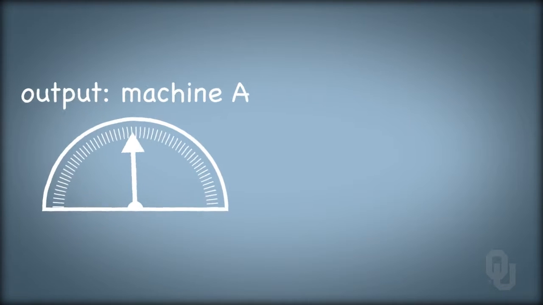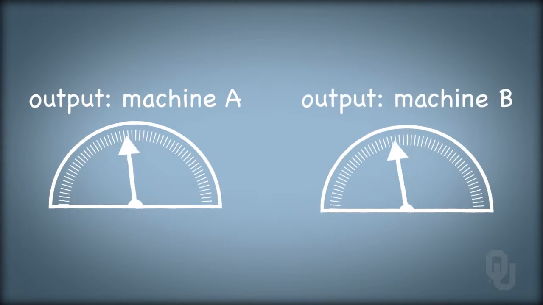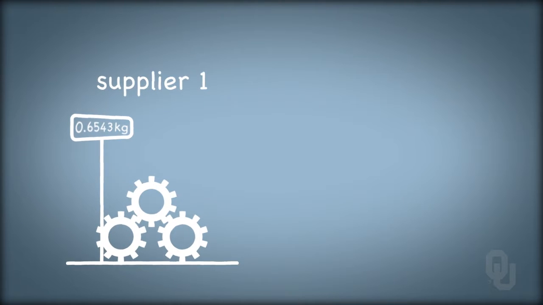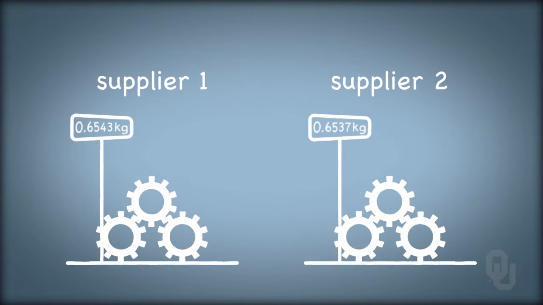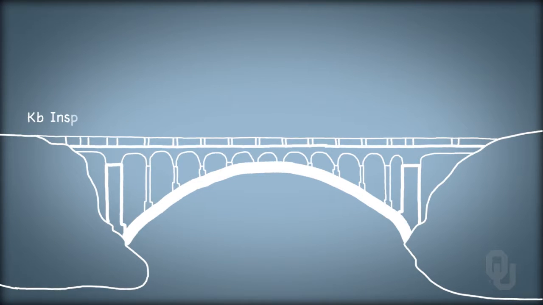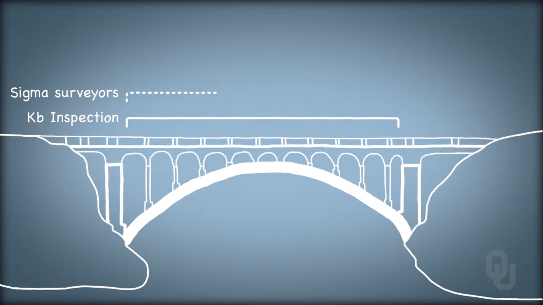And so we, as engineers, may often want to know how the variability of two processes or systems compare with each other. Is the variability in the diameter of output from this machine the same as it is for that machine? Is the variability in the weight of component parts from supplier 1 the same as from supplier 2? Is the variability in measurements from one bridge inspector the same as another bridge inspector?